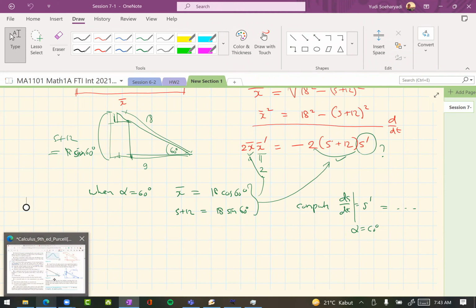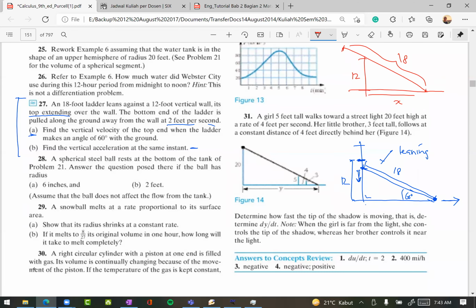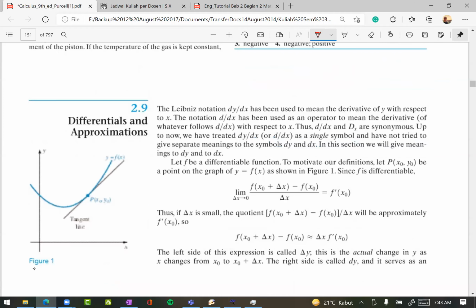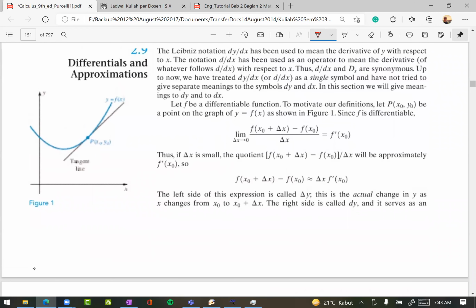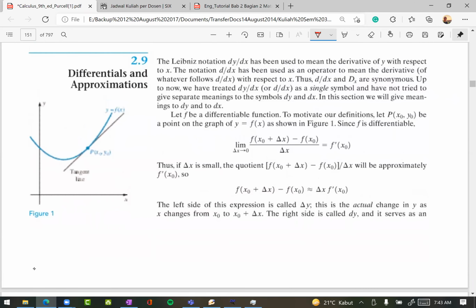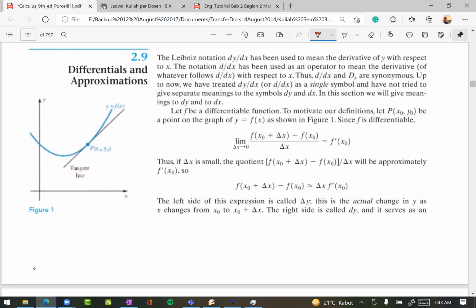No questions. All right, then let's go to this one. What are differentials and approximations? So this is the last thing of this chapter. This is how you quantify approximations.